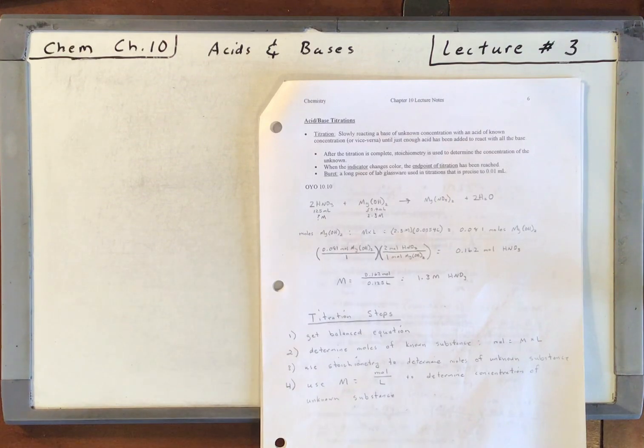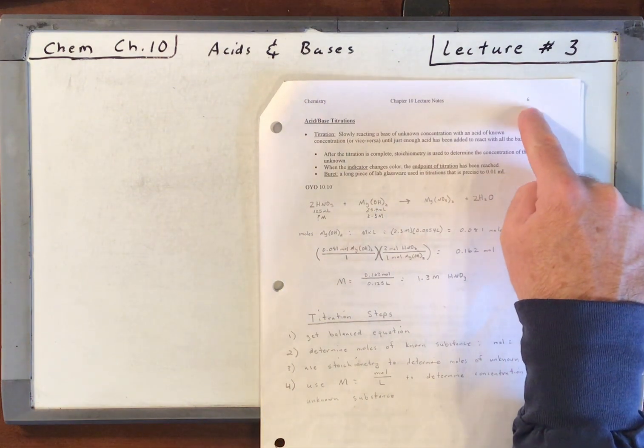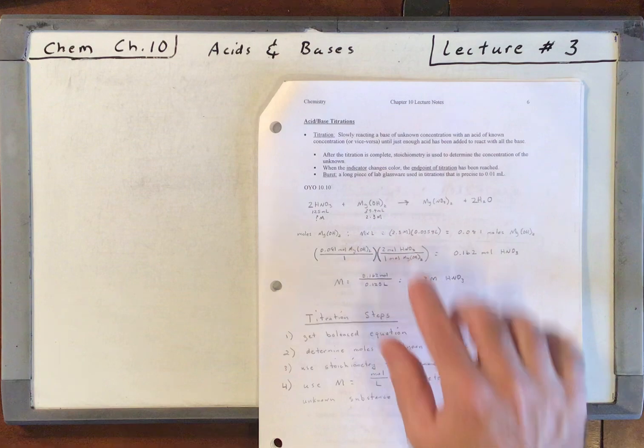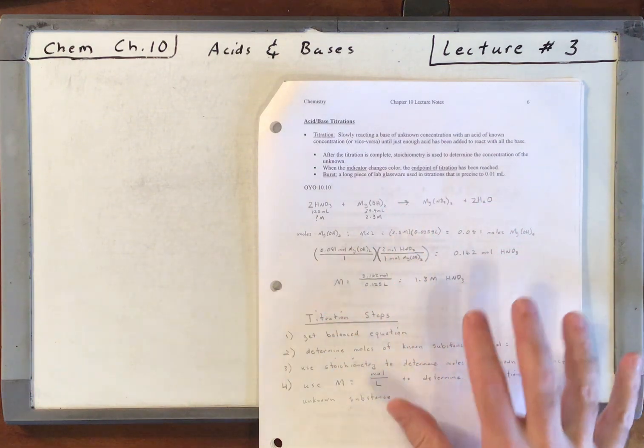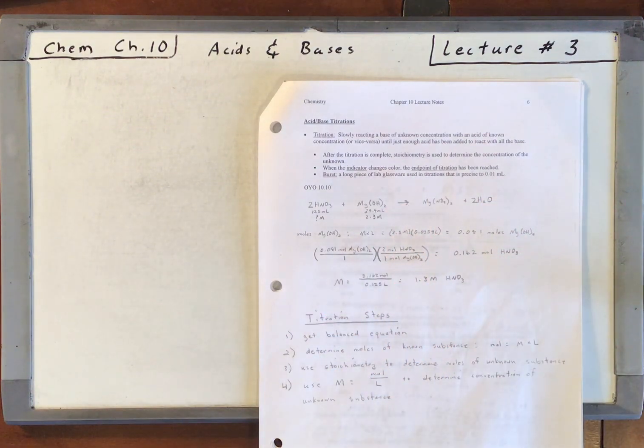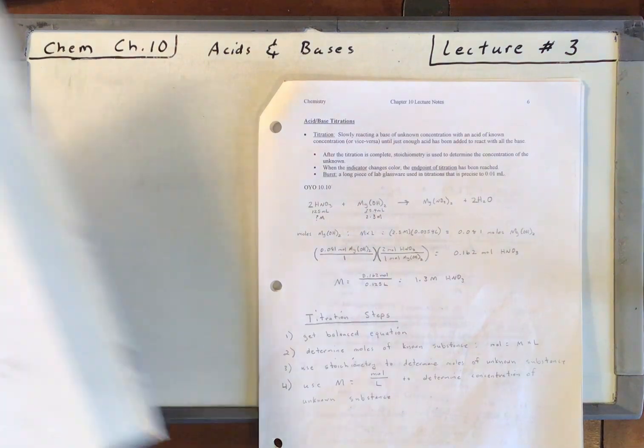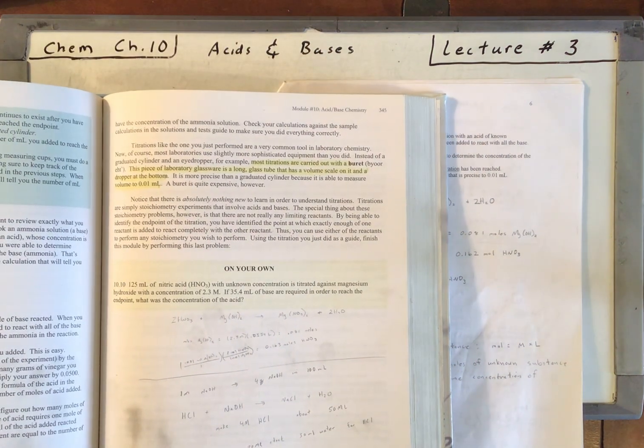This is Chemistry Chapter 10, Lecture number 3, the last lecture of this chapter. Should be the shortest lecture of the 3 lectures. We're going to talk about titration. So we are on page 6 of your notes. We're only going to do one problem today, so we're only going to be on page 6. In the book, we will be working a problem from page 345.